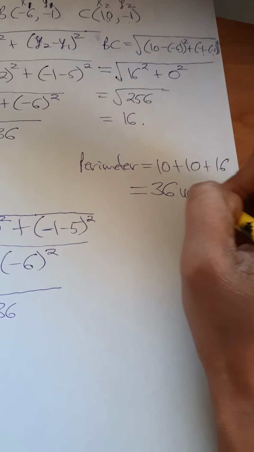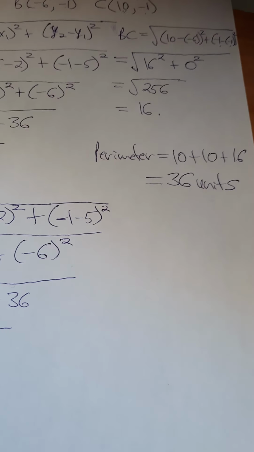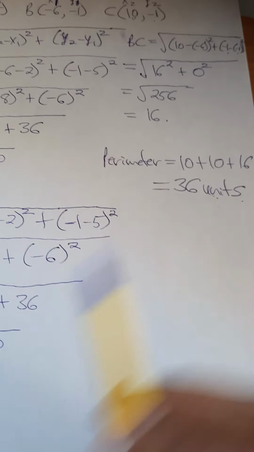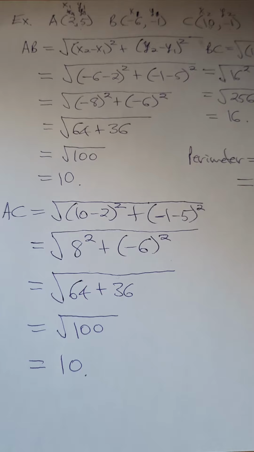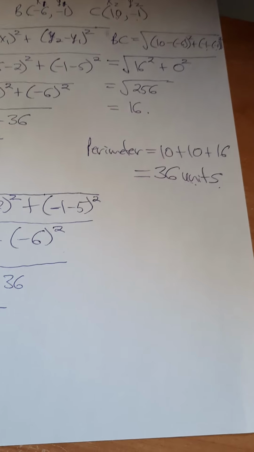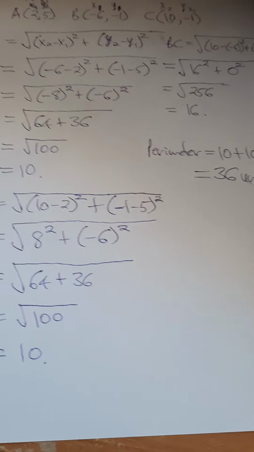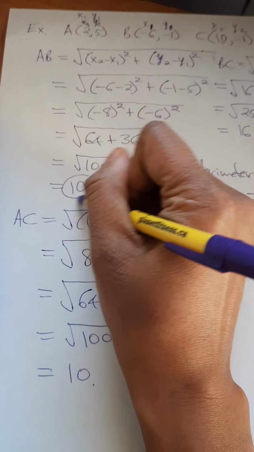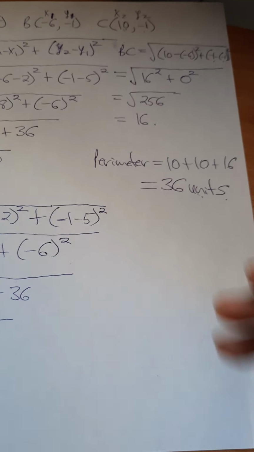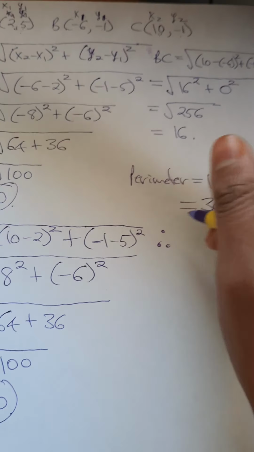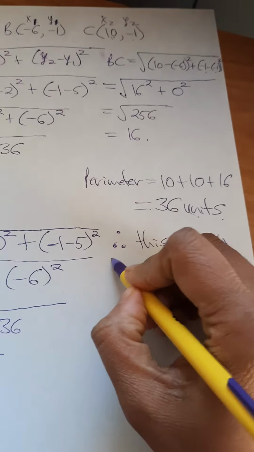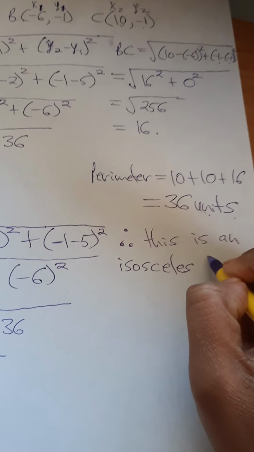And I'm going to put units here, because in this question, this is analytic geometry. If they don't give you an exact unit, you should just put units, because it's kind of like you're just graphing it on the graph paper. So this is the perimeter of the triangle. And secondly, we're going to classify what kind of triangle this is. I noticed that I have two sides that are equal, and the third side was 16, which is different. So I'm going to put therefore, this is an isosceles triangle.